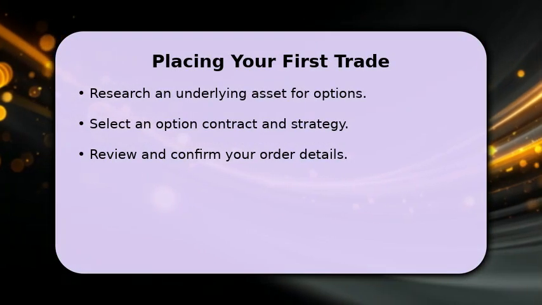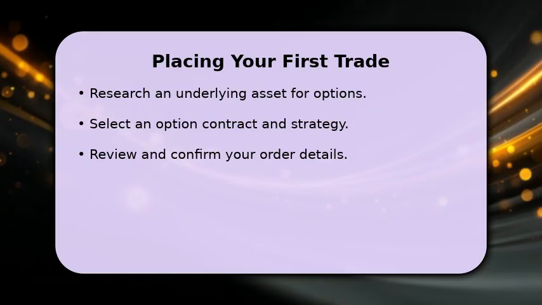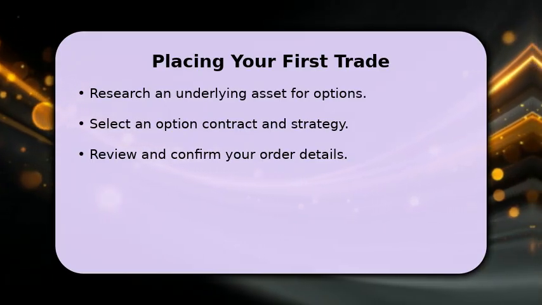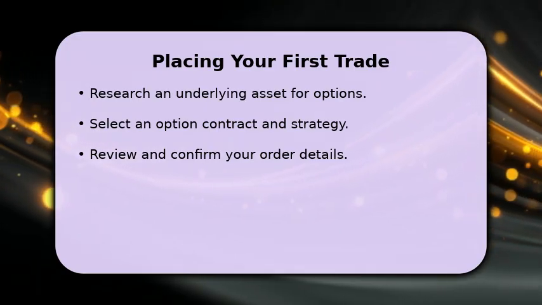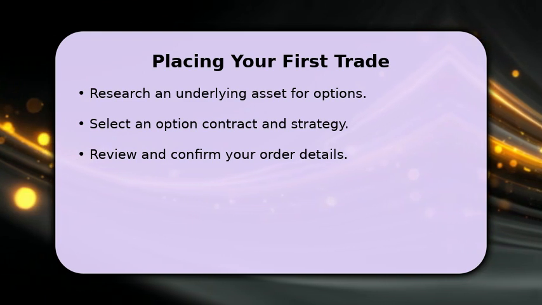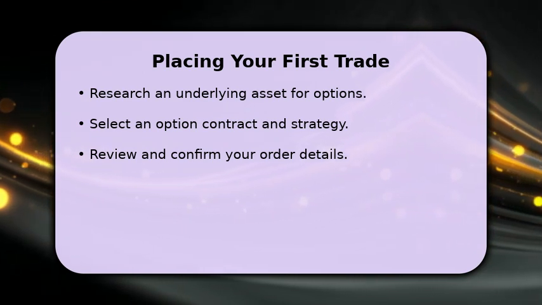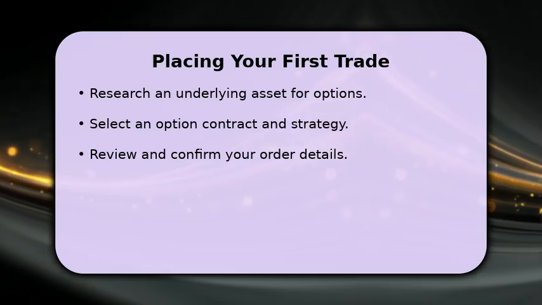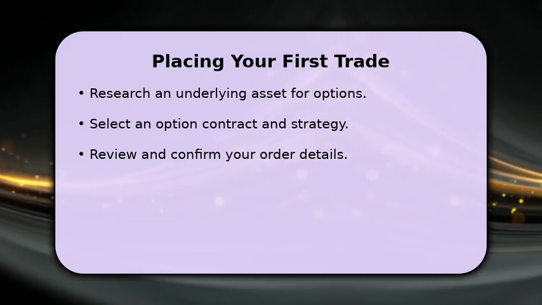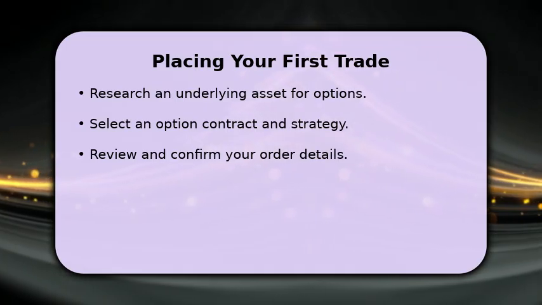Finally, you're ready to place your first options trade. Start by researching an underlying asset you're interested in. Then, select the specific option contract and strategy you wish to employ. Carefully review all the order details, including the strike price, expiration date, and premium. Once everything looks correct, confirm your order to execute your trade.